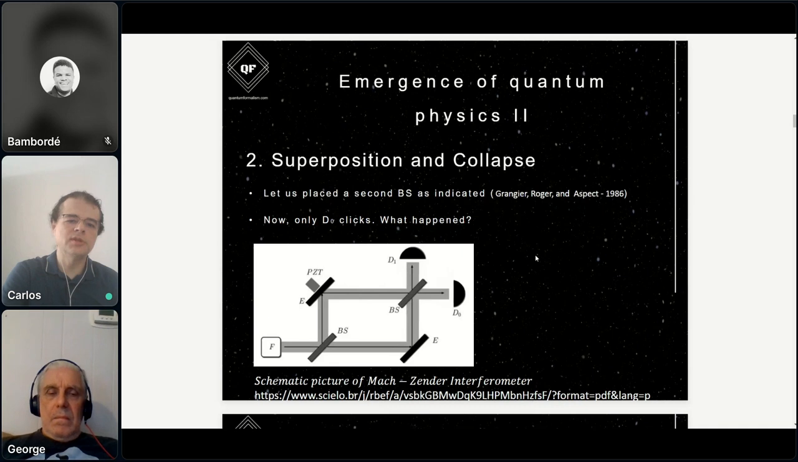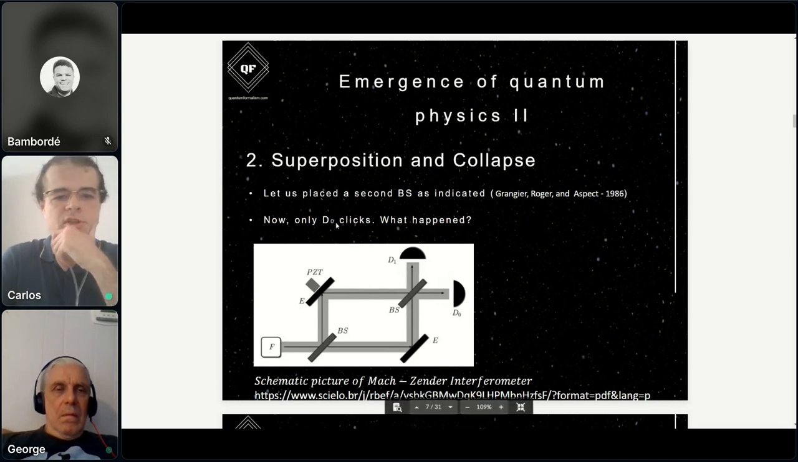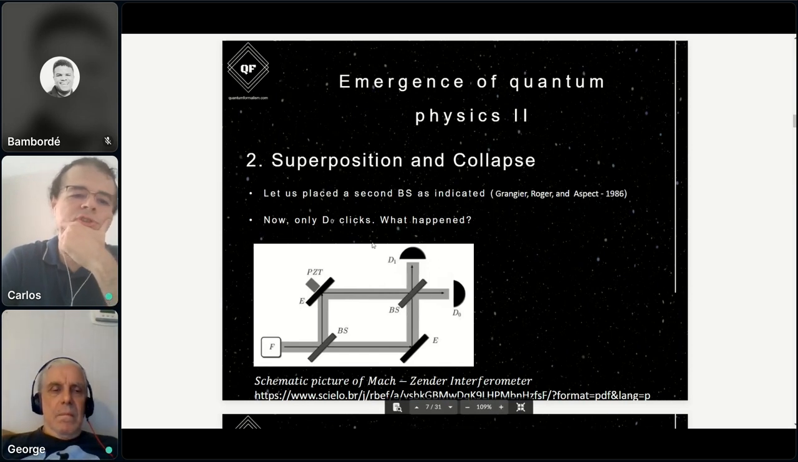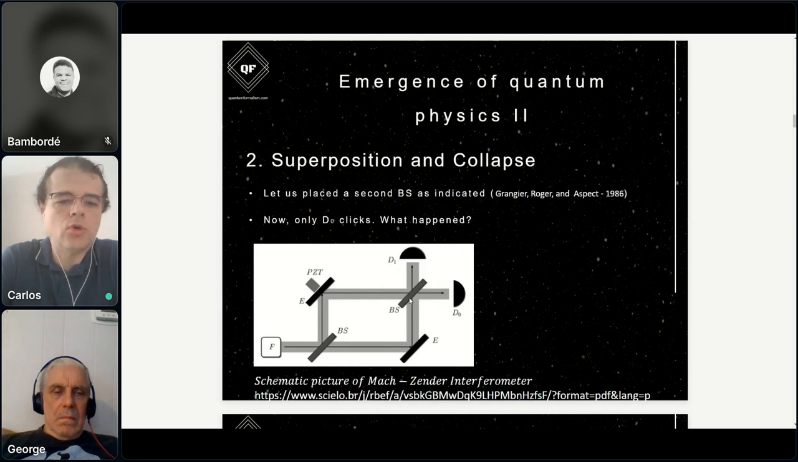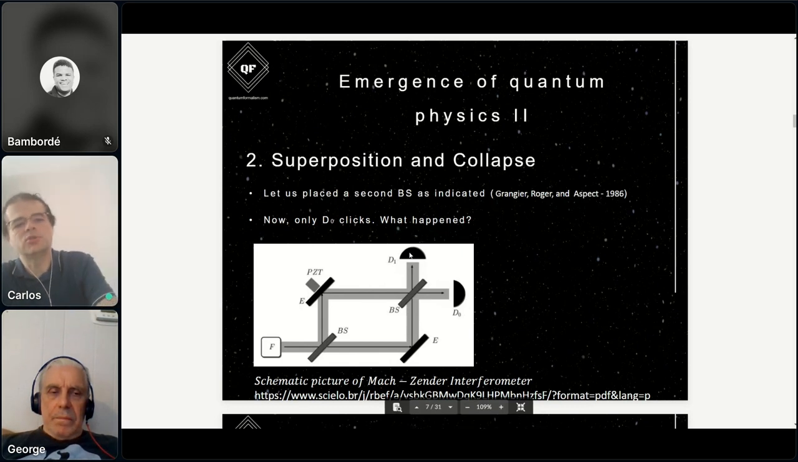Again, let's repeat the experiment. If you do the real experiment in the lab, what we see is that only one detector clicks. In this case, for instance, D0 will click. D1 will never click, only D0. The only thing we did was put a second beam splitter here. This is unusual because this beam splitter is also a 50%, half-half, like the other one. But just one of the two, in this case D0, is clicking. Nothing seems to come to D1.